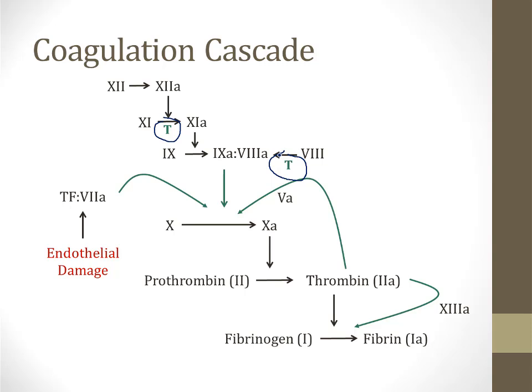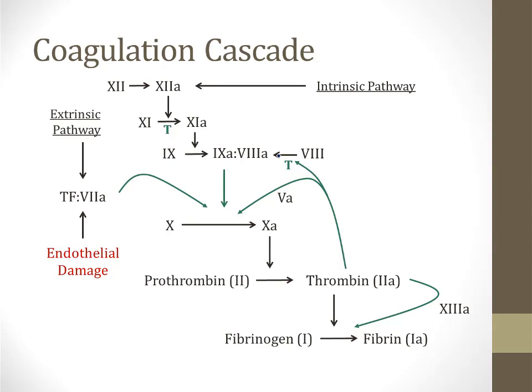The reason textbooks like to write it this way is because this is important in the laboratory for testing the coagulation cascade. The pathway that begins by factor 12 is called the intrinsic pathway, and the pathway that begins with tissue factor is called the extrinsic pathway, and they are tested separately inside the laboratory.